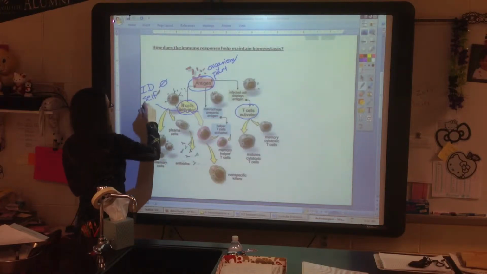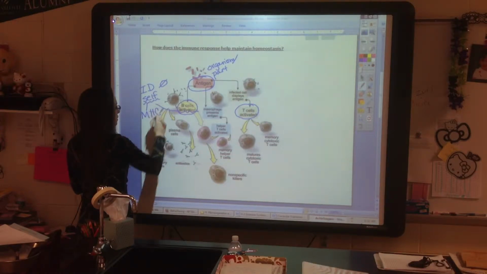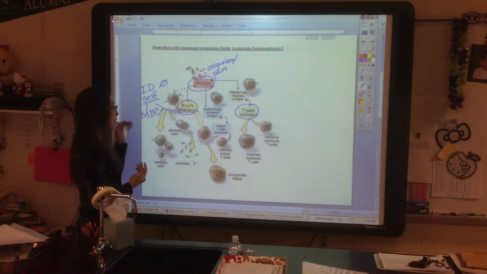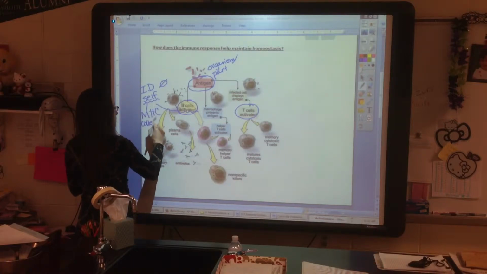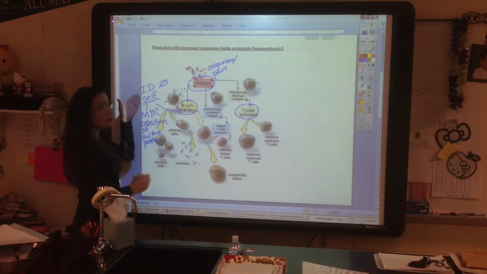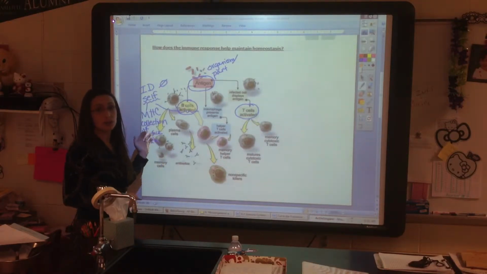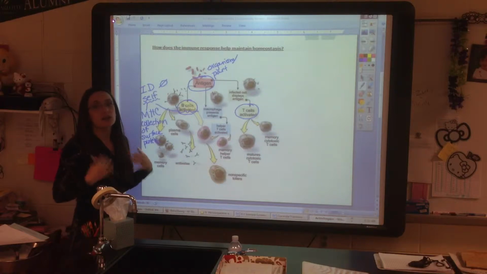Well, what self means is that all of your cells have what's called an MHC. And that's called a major histocompatibility complex. And your MHC, your major histocompatibility complex, is a collection of surface proteins. Every single one of your cells has a collection of surface proteins that identify your cells as self.